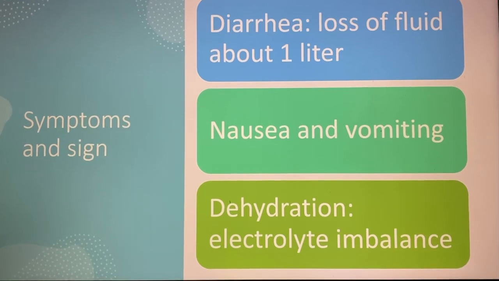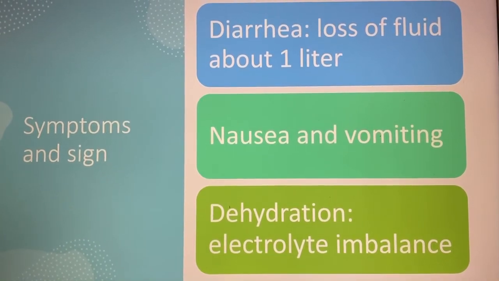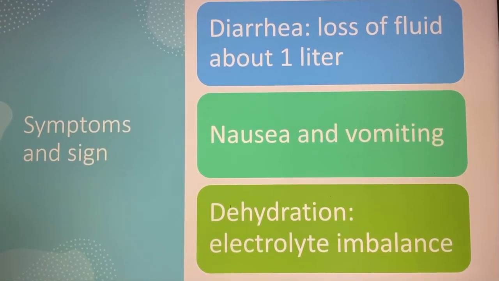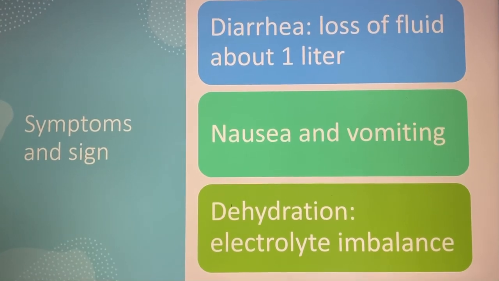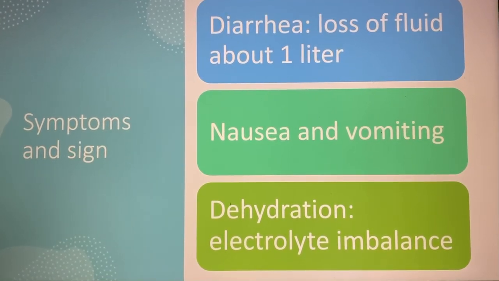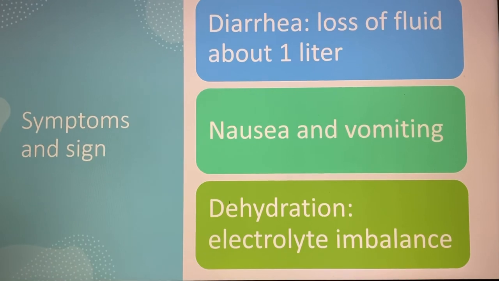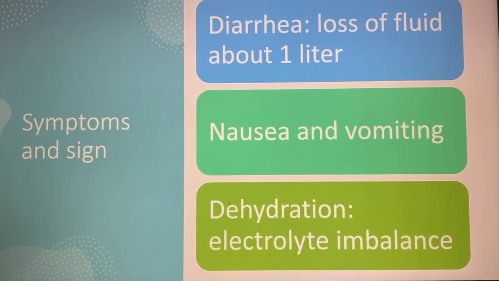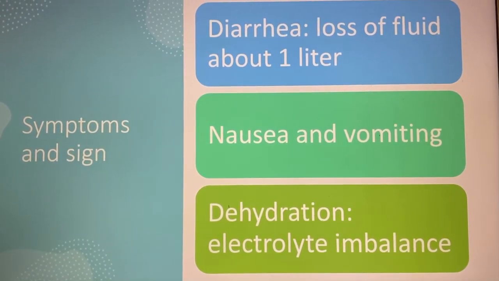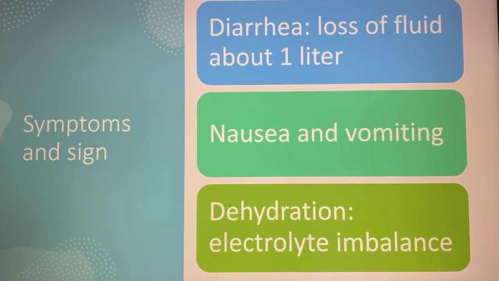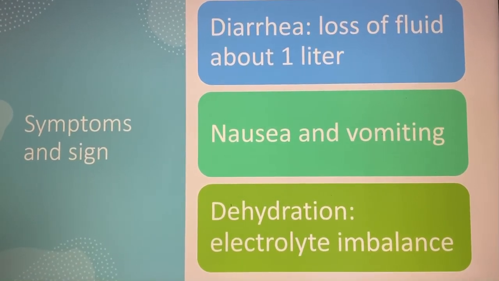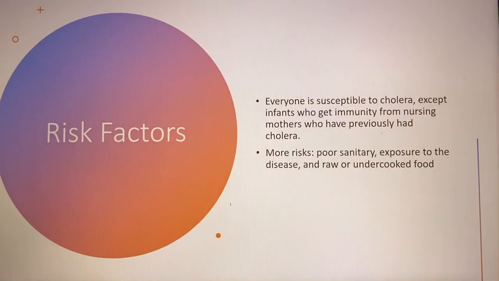Nausea and vomiting is not like a long-term kind of symptom or sign. It's basically on the early stage. Then we have dehydration. Dehydration leads to rapid loss of minerals in blood that maintain balance, causing electrolyte imbalance.